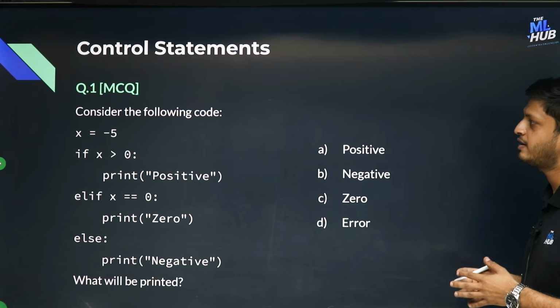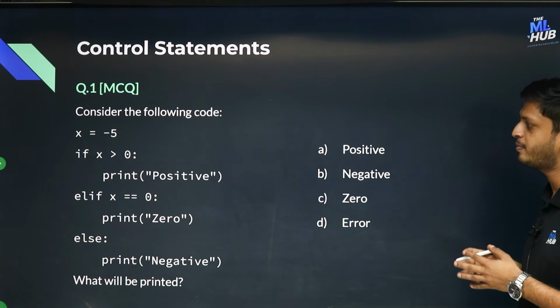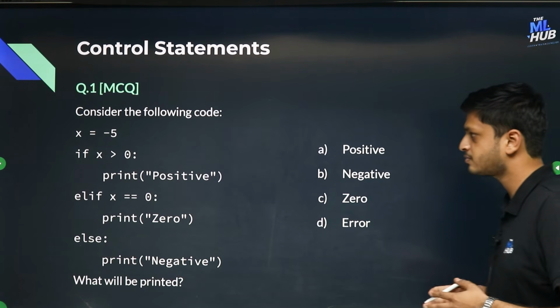It is an MCQ question. Consider the following code: x equal to -5. If x greater than 0, print positive. Elif x equal to 0, print 0. Else print negative. So what will be the output?